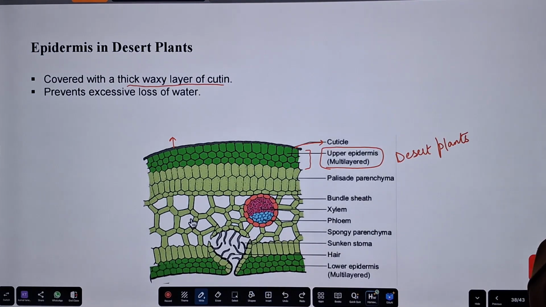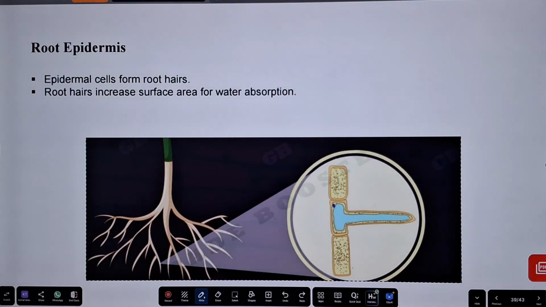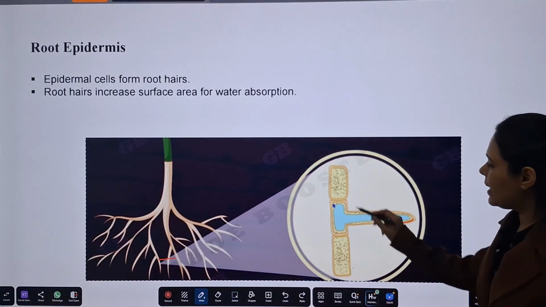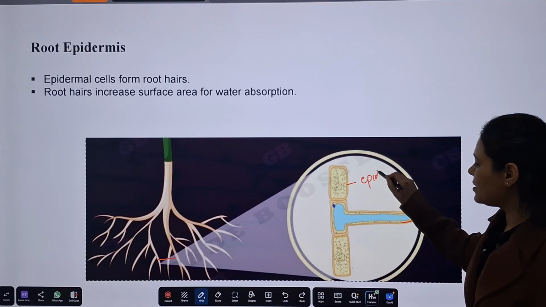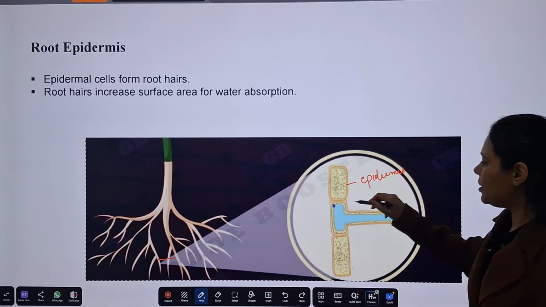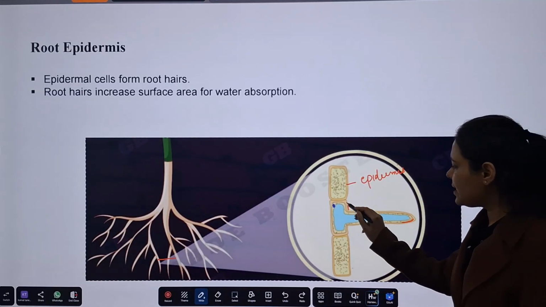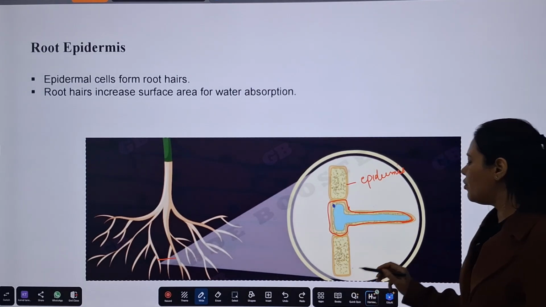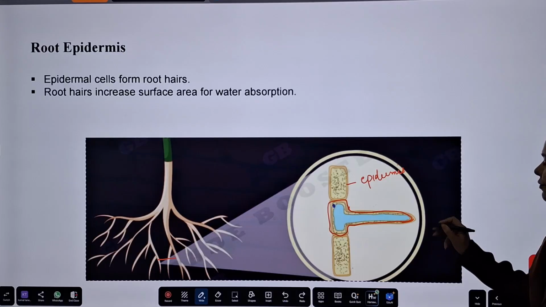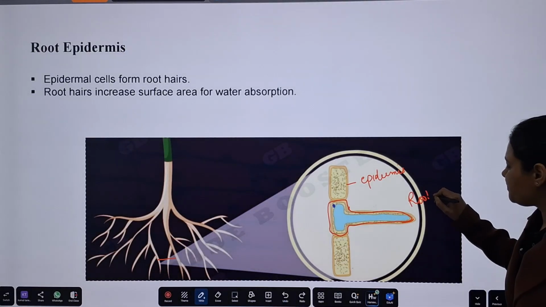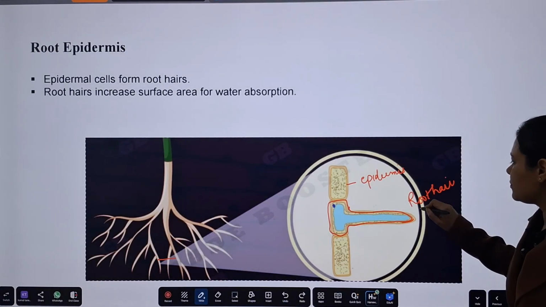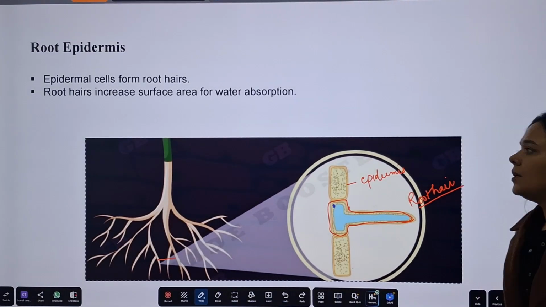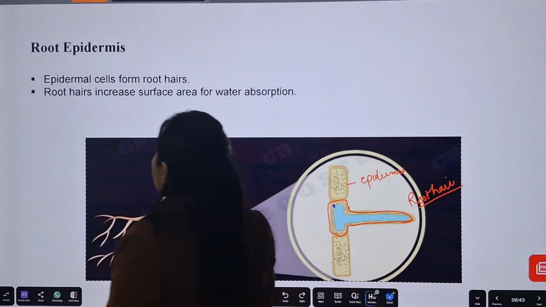Now let's see the case of roots. If we cut the section of the root tip, we see epidermis looks something like this. These are epidermal cells. This is the epidermal layer. And some of the cells show projections. Cell wall and plasma membrane protrude out to form root hair. So these are the special epidermal cells which have root hairs.